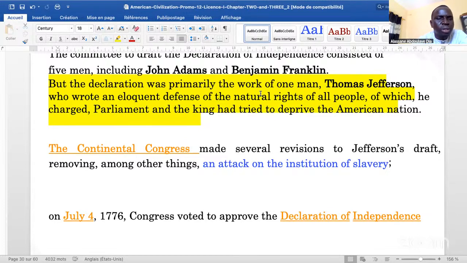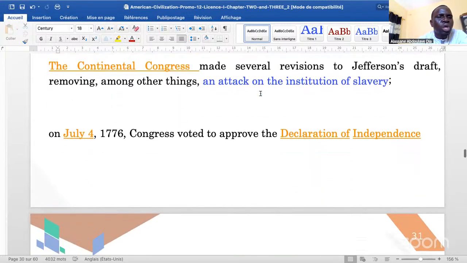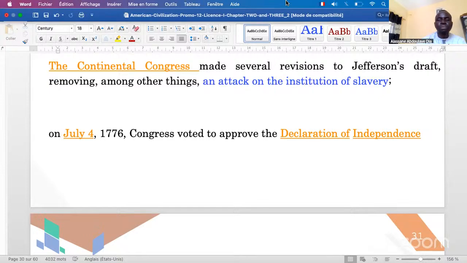So the Continental Congress made several revisions. When Jefferson finished, Jefferson proposed a draft, un brouillon. And then the other members started bringing corrections and revisions. So they started looking at the declaration and saying what they want to be in the declaration and what they do not want to be in the declaration. Are you with me, class? Is it clear?